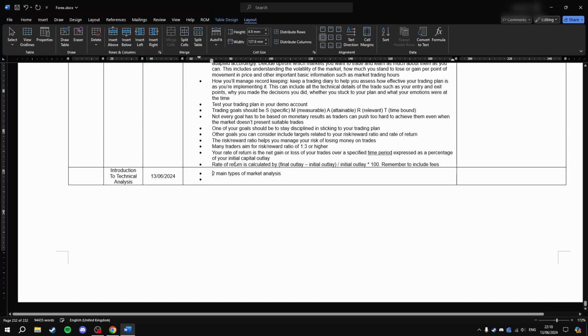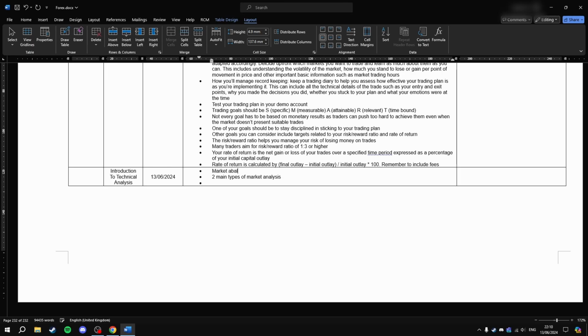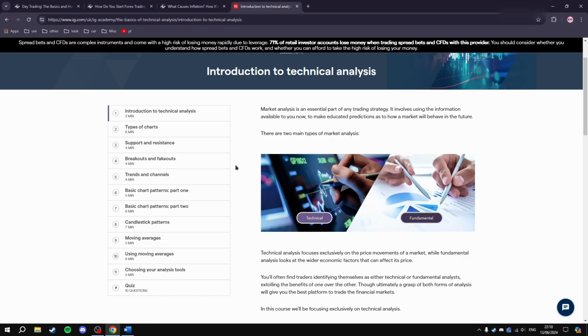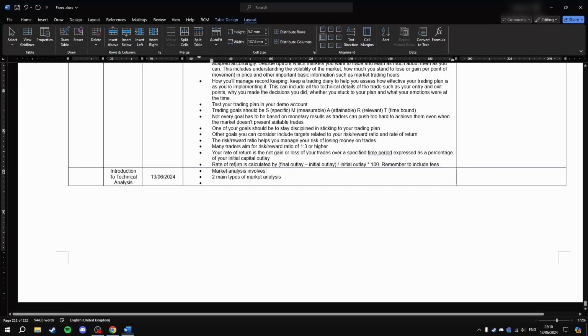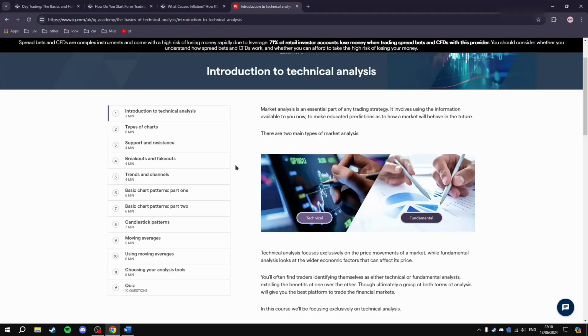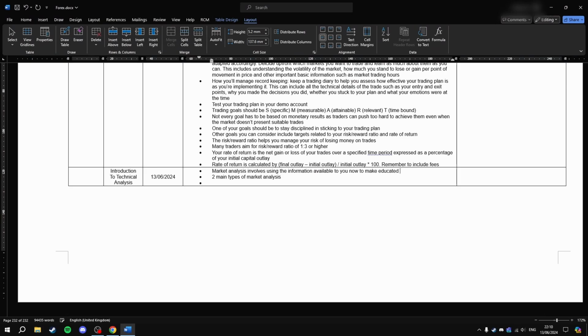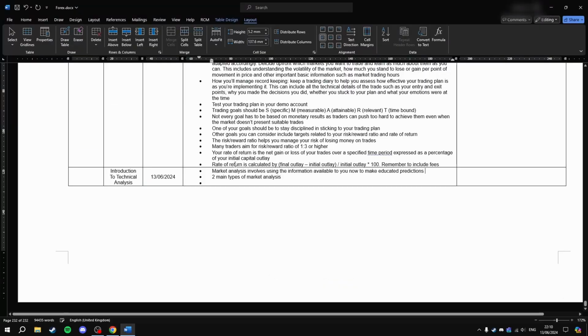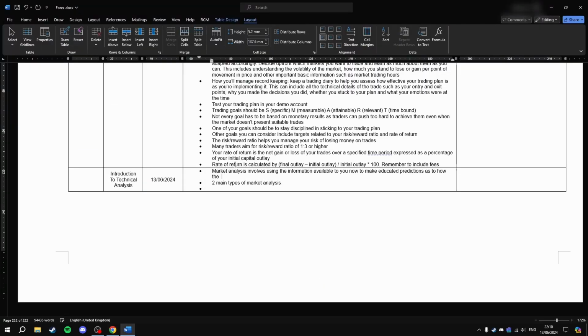So, let's just write the definition. Market analysis involves using the information available to you now to make educated predictions as to how the market will behave in the future.